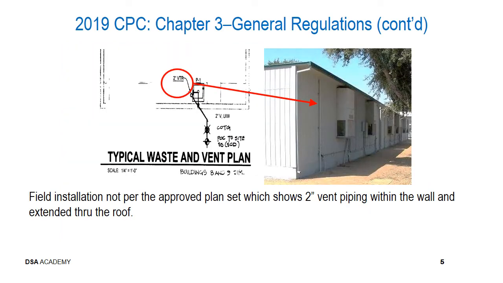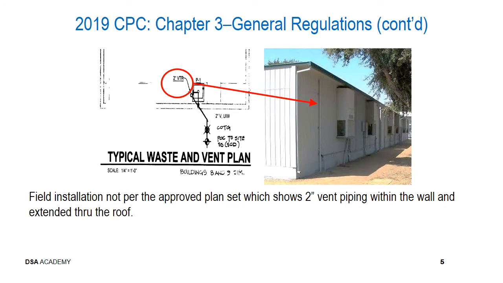This image shows a completed set of relocatable classroom buildings that are ready for occupancy, and it's also tied to the actual DSA approved plans on the left-hand side. As we understand from reading plans, they are the basis for our inspection. And the lesson to learn from this image is very simple.